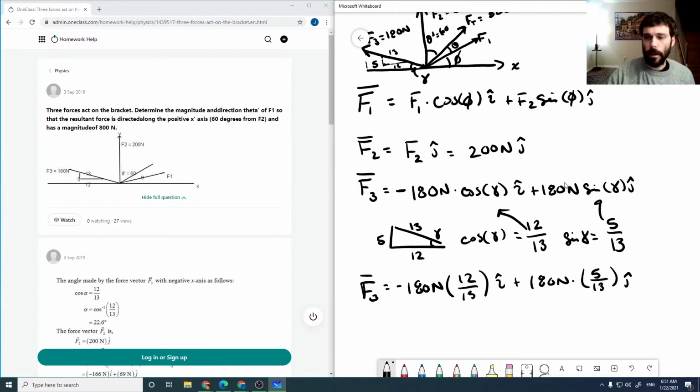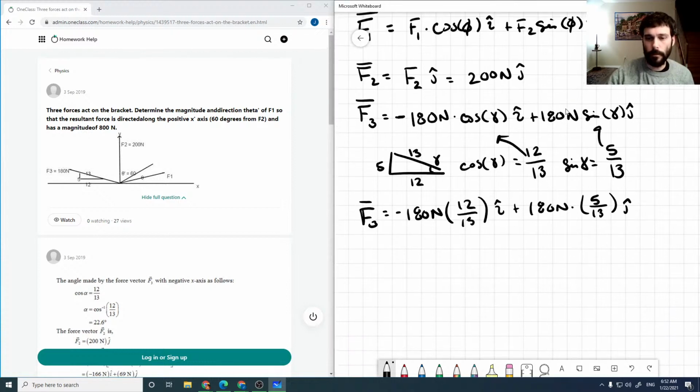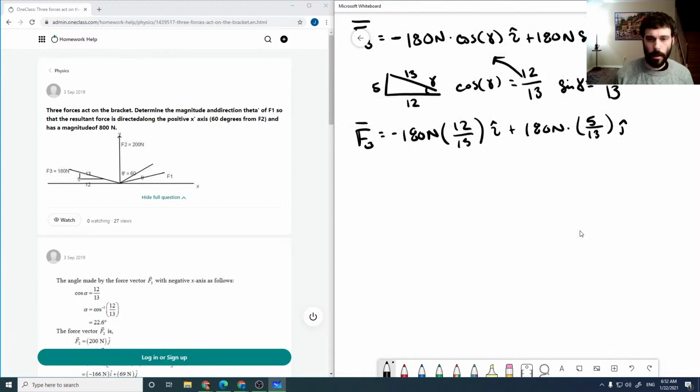Now we can get our total vector by looking at the triangle we're given there. So we're given this one, where that's 60 degrees. There's our F total, which is 800 newtons. And so we can see that this side is F total cosine of 60, and this is F total sine of 60.